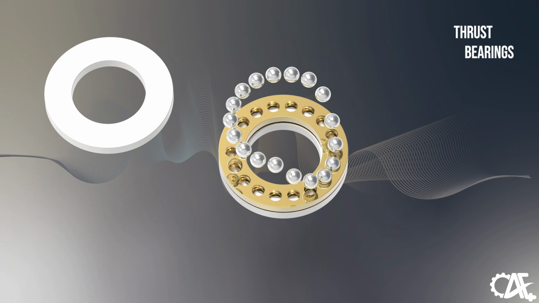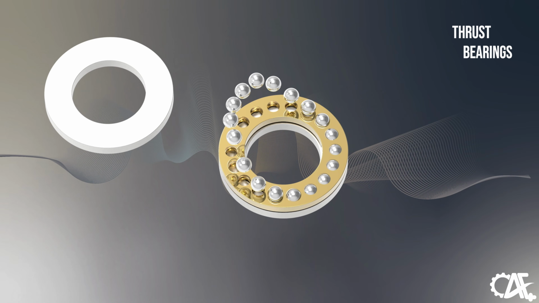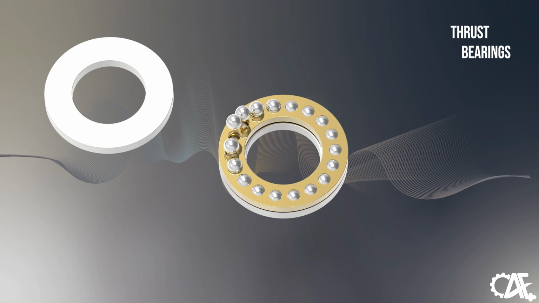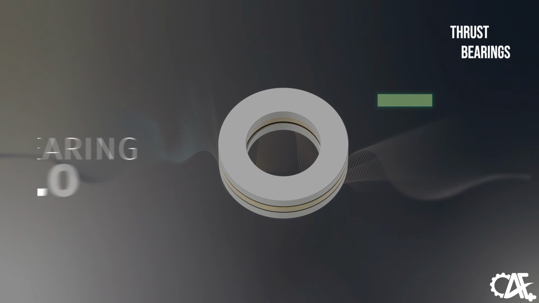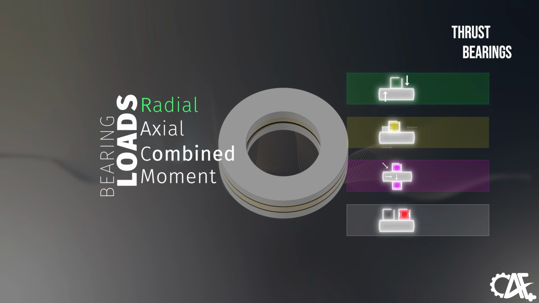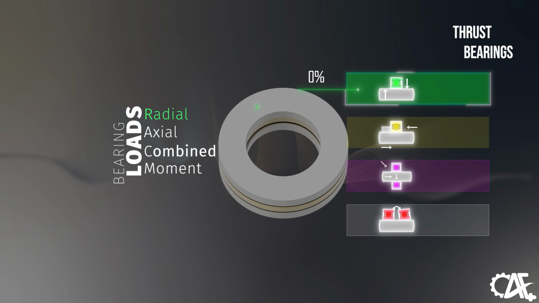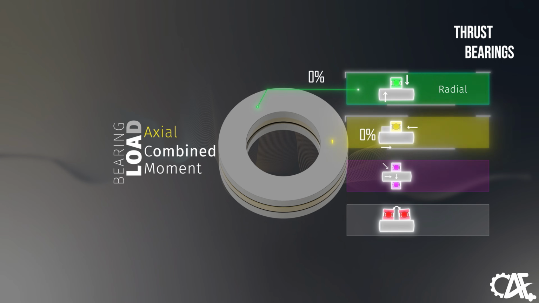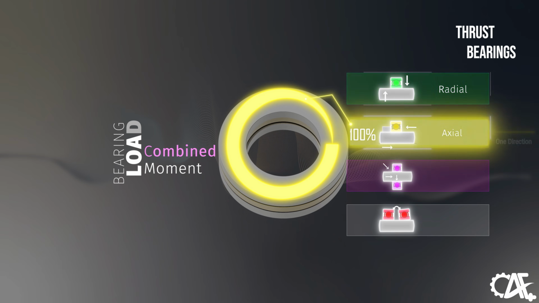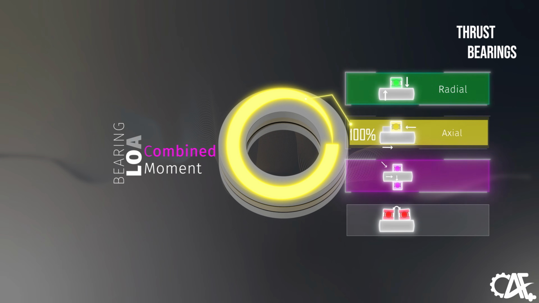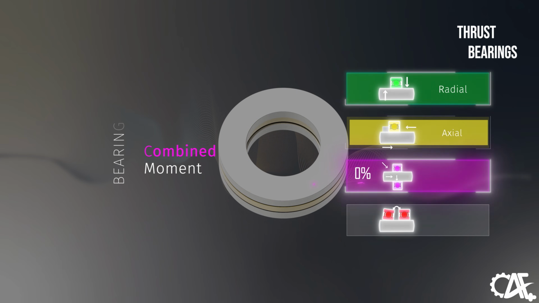An examination of the bearing load performance chart for thrust bearings highlights their outstanding capability in managing axial loads, earning them top marks. However, they aren't designed to handle radial loads, with the exception of thrust spherical roller bearings, which can manage minor radial loads. They also aren't equipped to handle combined loads, and, unsurprisingly, are not built to accommodate moment load.